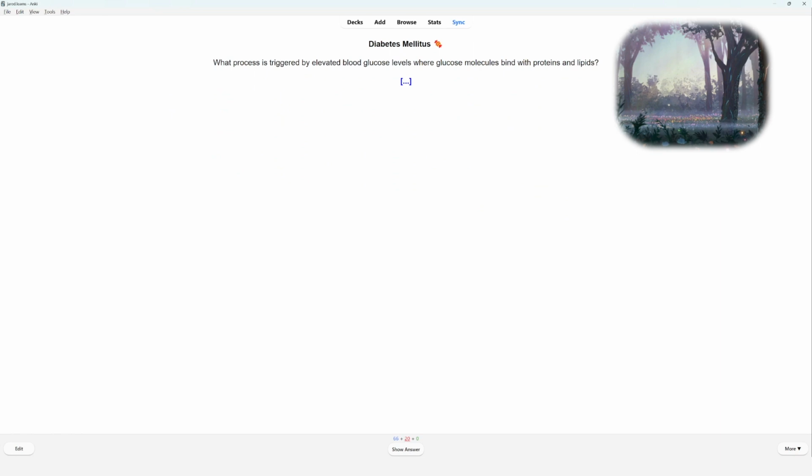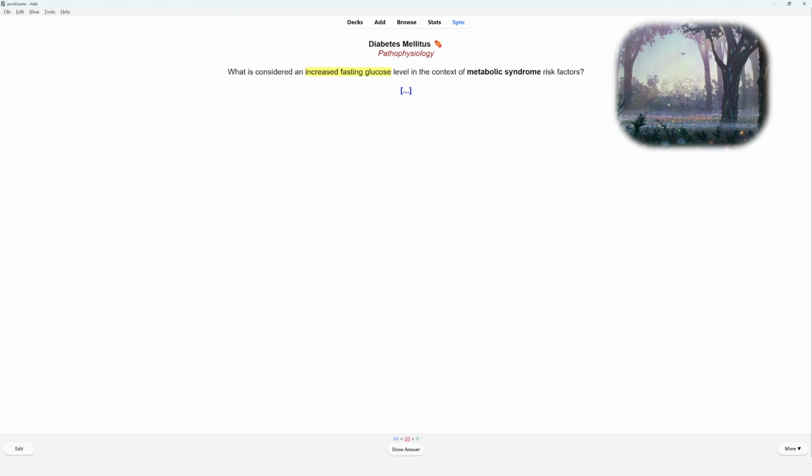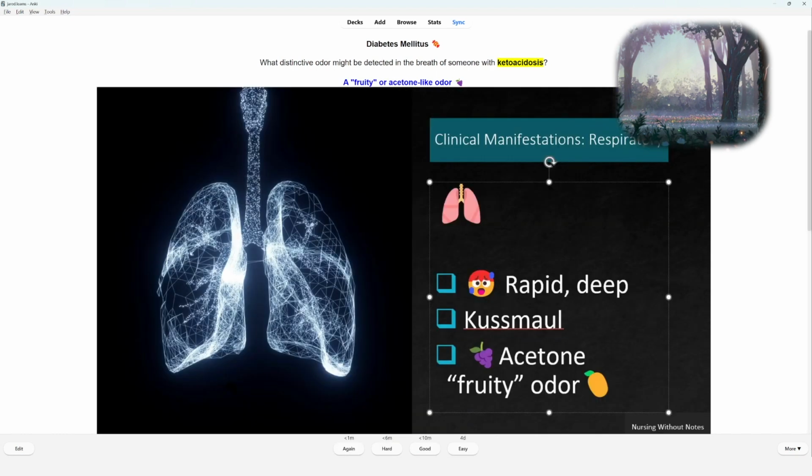What process is triggered by elevated glucose levels where glucose molecules bind with proteins, the non-enzymatic glycation? What is considered an increased fasting glucose? It's over 100. What distinctive odor might be detected? That's going to be that ketone, that fruity odor that you're going to smell with hyperglycemia.